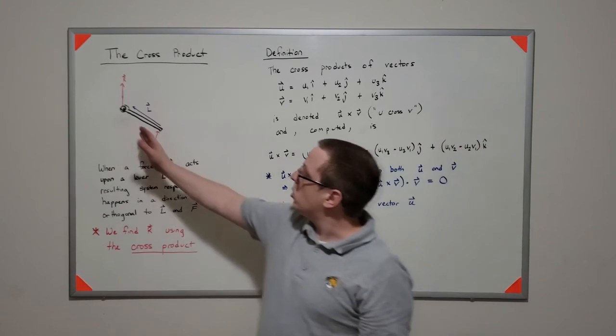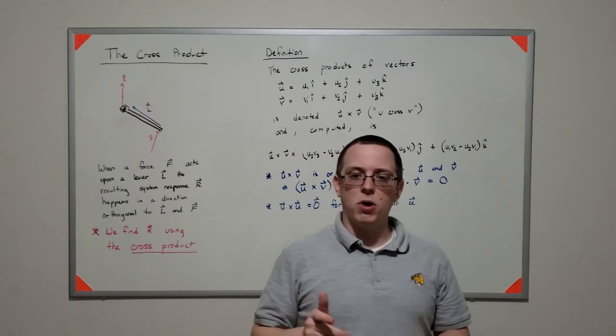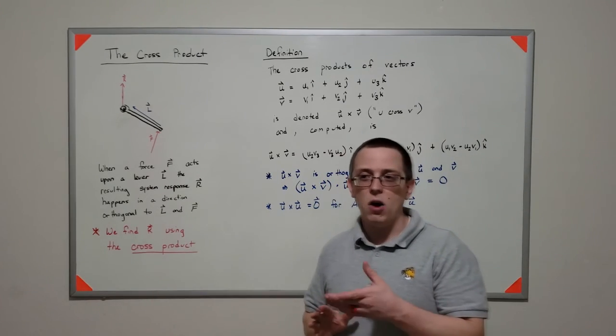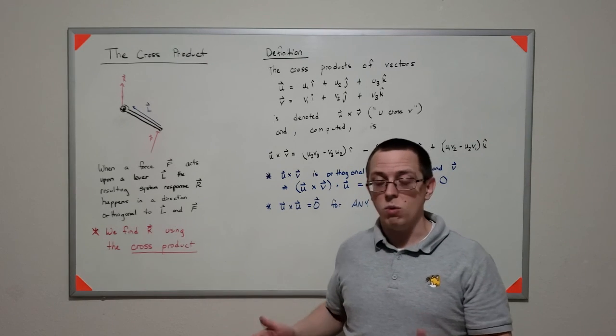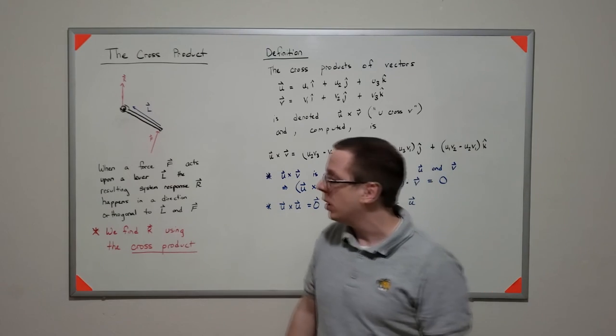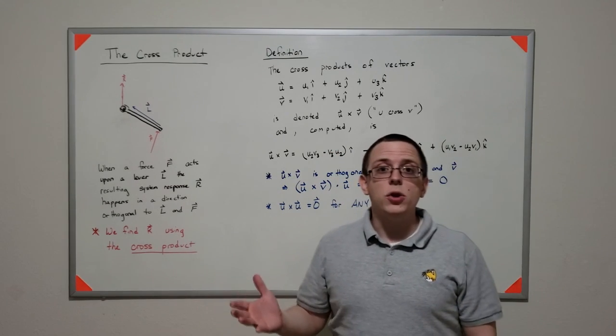But the idea here is ultimately we're using this cross product to take two vectors and generate a third. So what that tells me is I can almost create a coordinate system anywhere. If I have two vectors, I can generate a third. Now I have a 3D coordinate system. That's the introduction to the cross product.